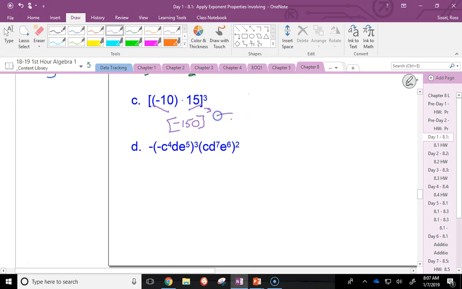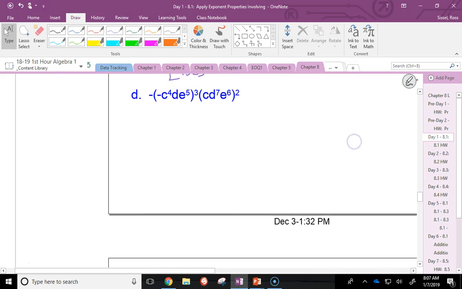So, is this going to be a positive or negative number? Negative, because Daddy thinks it's odd. And then we'd have negative 150 cubed. I'm not going to make you find that large number right there.